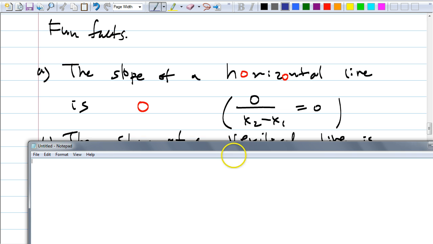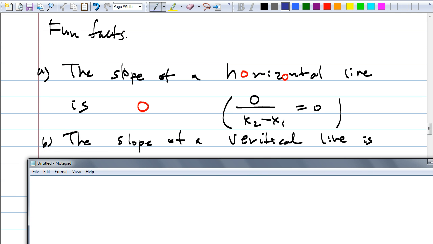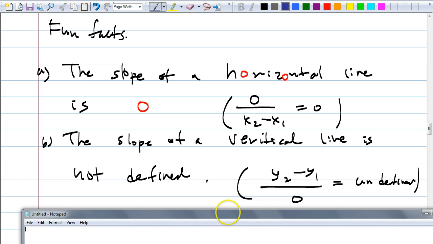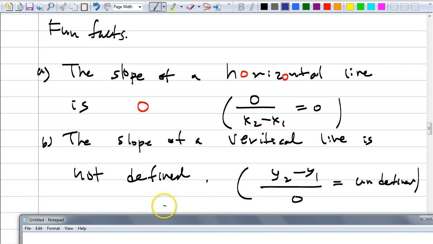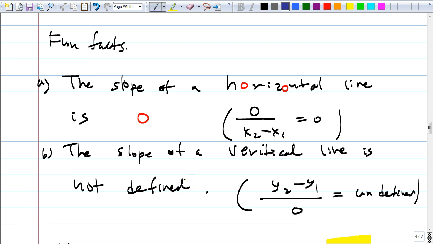But what about for a vertical line? The slope of a vertical line is undefined. By the way, is there another way of saying undefined? No slope is the same thing. So is no slope the same thing as slope equals 0? No, okay, please be careful. When you say undefined, it's the same as no slope.